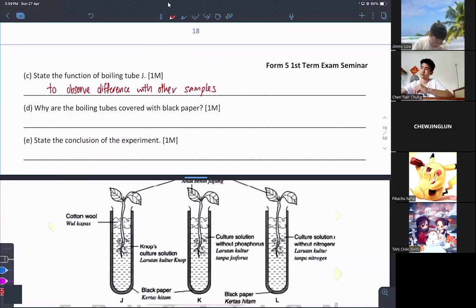Okay, one more thing we have to go through. Why are the boiling tube covered with black paper? Okay, you see, they cover black paper. This one is quite popular as well. They cover black paper because why? Because they want to prevent the growth of algae. Okay, you can say to prevent penetration of sunlight and stimulate, okay, and stimulate the growth of algae.